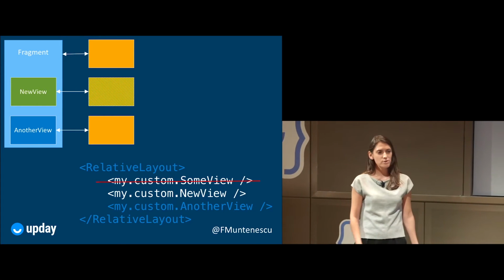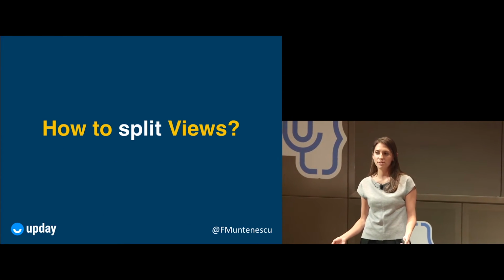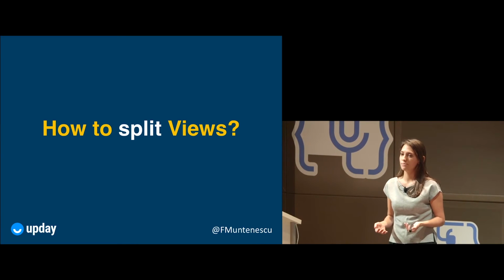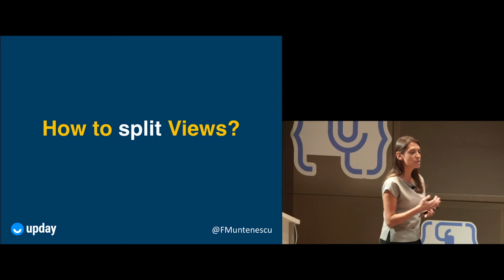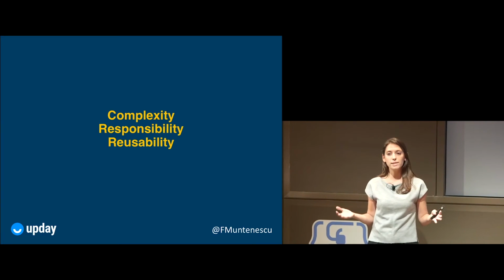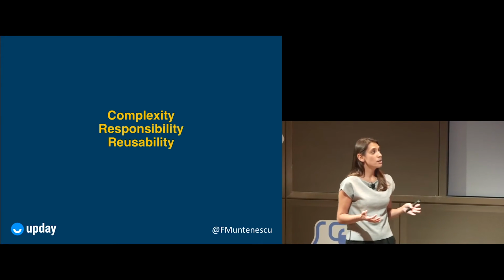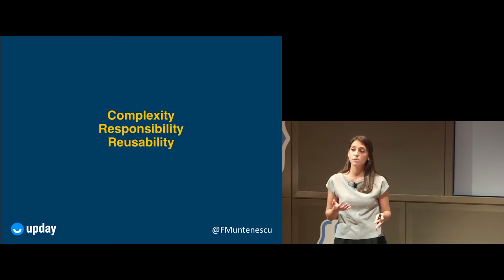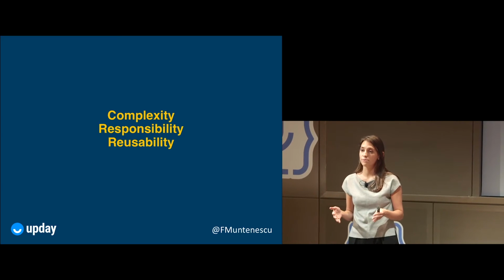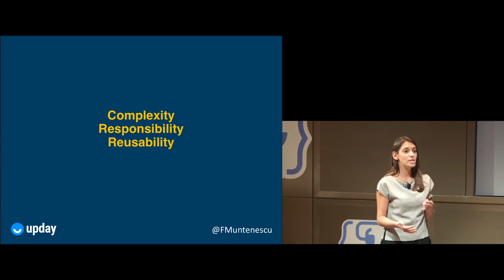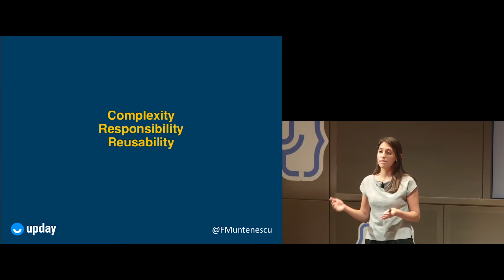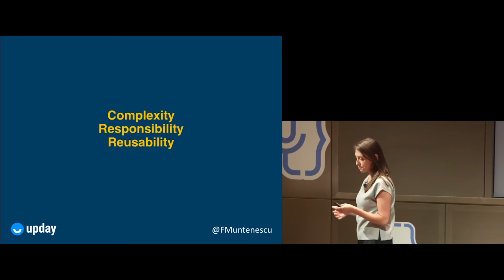But how do you actually decide how to split these views? Well, just think of the normal POJOs. What are you thinking when you need to decide how to split a POJO? Probably you have in mind the complexity of that Java class, the responsibility, and then the reusability. So just apply the same principles to the view also. When you see that the view becomes too big, when it does too many things, or when you see that you can reuse it, just split it and create their own presenter or view models.